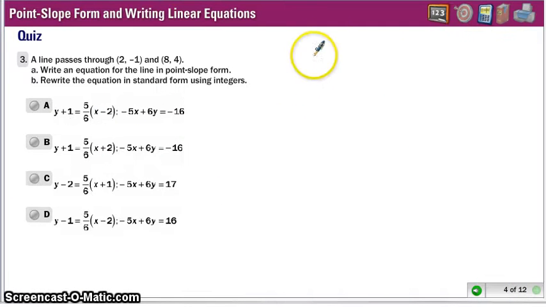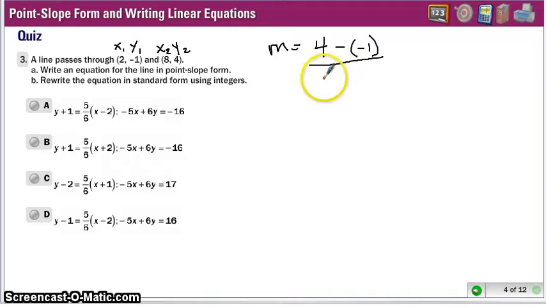Alright, this type of problem is going to take a little bit more work considering we have 2 points. I would label them x1, y1, x2, y2. The first thing you always want to find is your slope, which is going to be the m. So your slope is y2, 4 minus y1, use parentheses when you have a negative, over x2, 8 minus x1 of 2, and then just simplify. 4 minus negative 1 is 5, and then 8 minus 2 is 6.